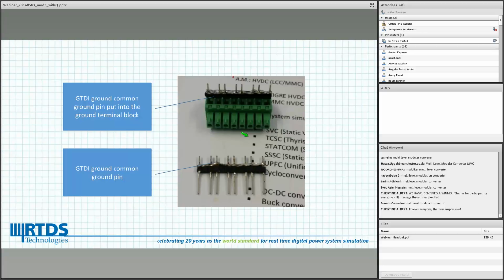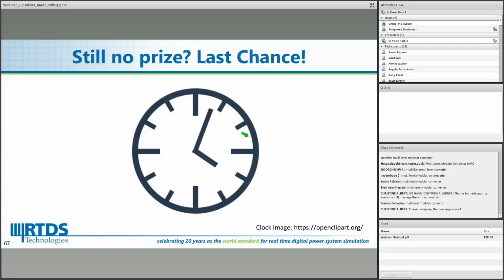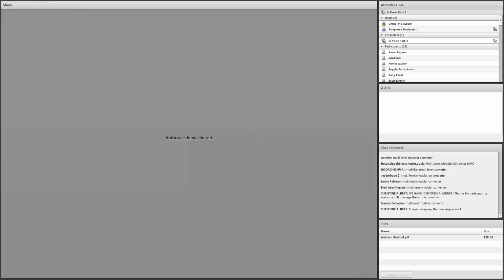So the first part of the demonstration is the stand-alone simulation case. And let's have a look at the simulation case.